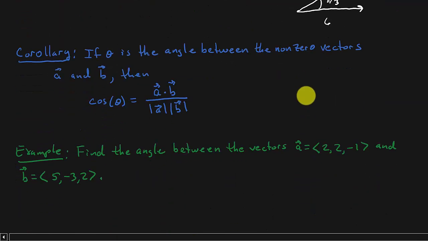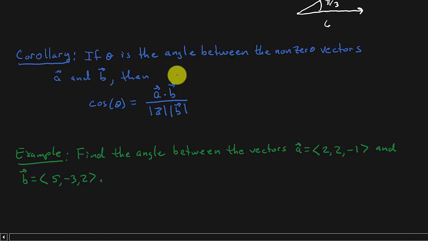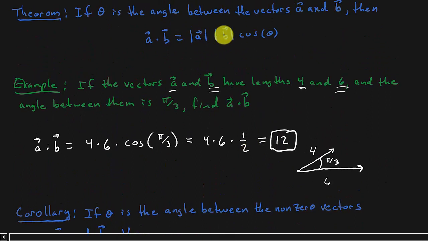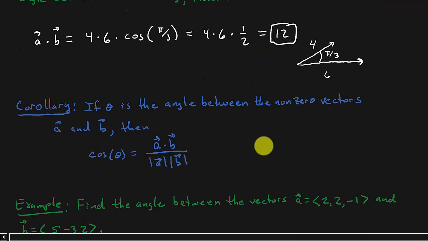All right, so here we have a corollary. If theta is the angle between the non-zero vectors A and B, then cosine theta is the dot product of A and B over the magnitude of A times the magnitude of B. You can see this comes from this right here. Both sides are divided by the magnitude of A times the magnitude of B, and we just solved this for cosine theta.